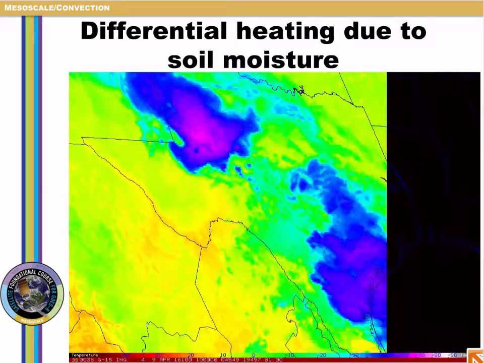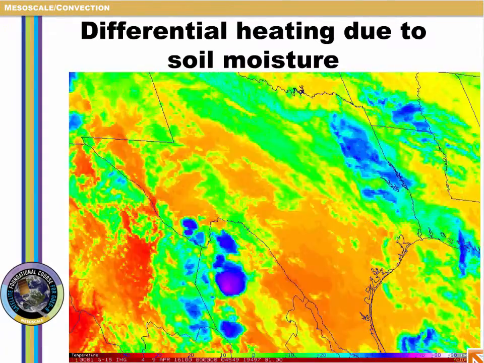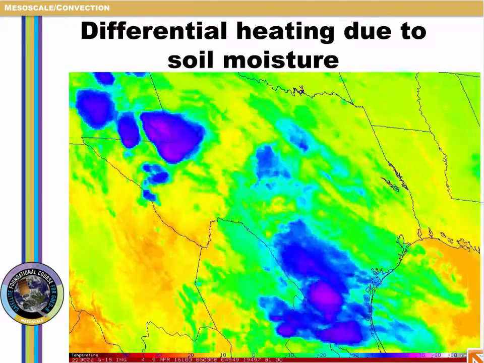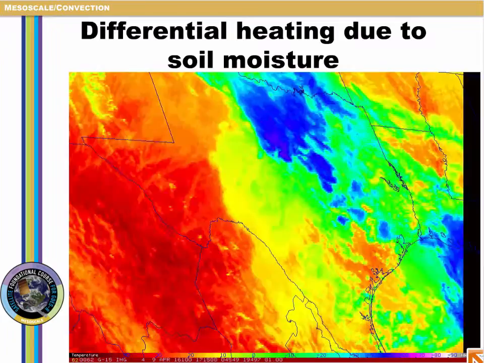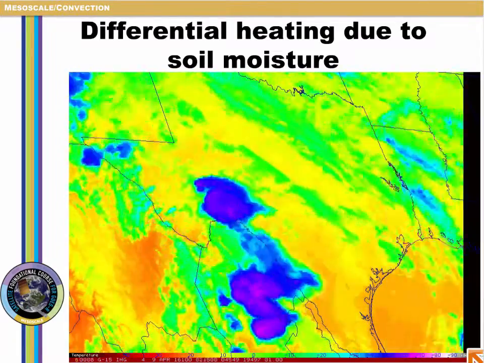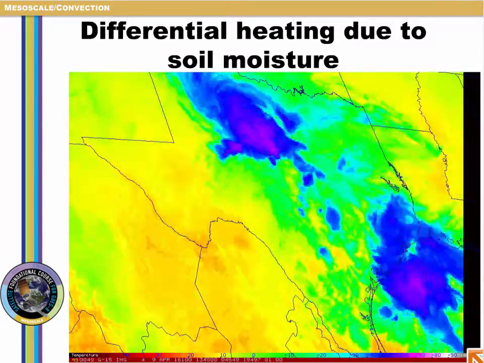These features are particularly noticeable when the soil moisture for the event is relatively dry, so that the contrast between dry and moist soil is maximized. The streaks appear during the daytime hours since the dry soil heats up much faster than the wet soil, making for a contrast in brightness temperatures.